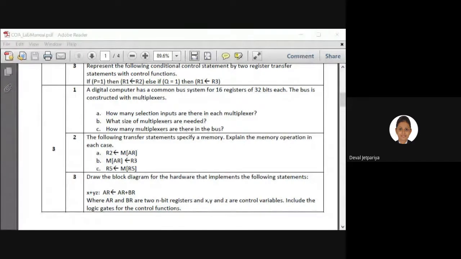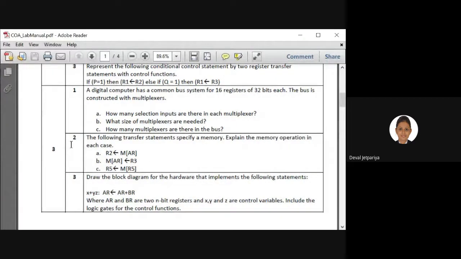So everyone, question number 1 is ready. Let's discuss question number 2. The following transfer statements specify a memory. Explain the memory operation in each case. That means they have given some instructions. I hope this topic has already been covered in your classes. What is the meaning of this AR, and how can you interpret this line? Yes or no?